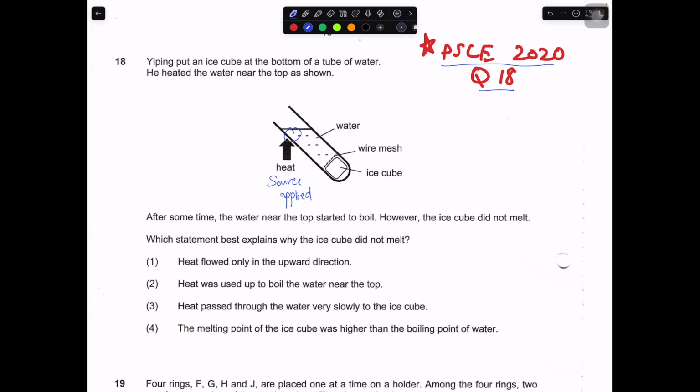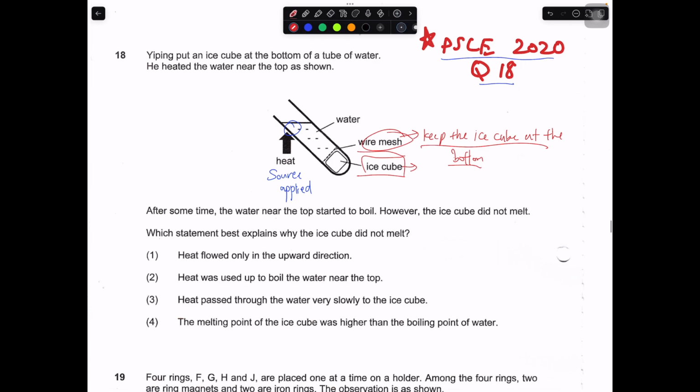Okay, so technically the water and the ice cube will gain heat. And you have this wire mesh. This wire mesh is actually to keep the ice cube at the bottom. Without it, this experiment will not be valid because the ice cube will tend to float and appear here. So the wire mesh has the function of keeping the ice cube at the bottom, preventing it from floating.